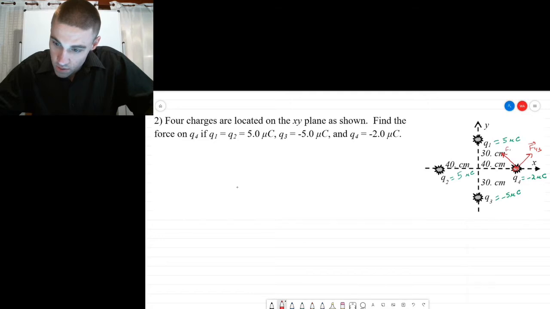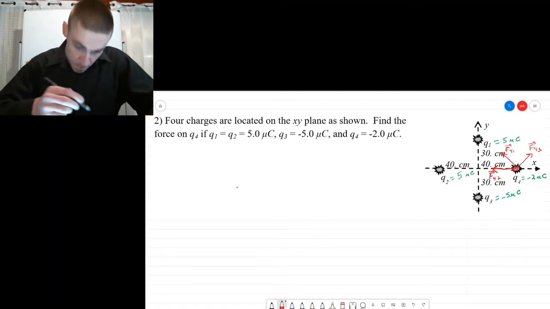So F41 is going to be in this direction here, and Q2 is of opposite sign, so it will also attract. So F42 is going to be off in this direction. Okay, so the net force on Q4 is going to be the sum of these 3 forces here. So let's find each one of those individually.